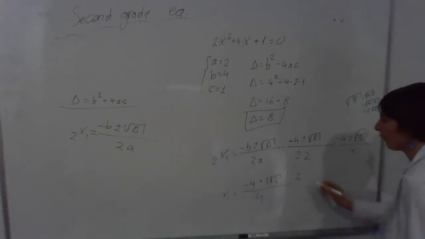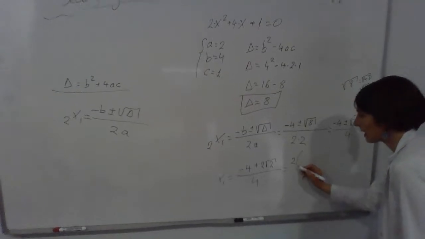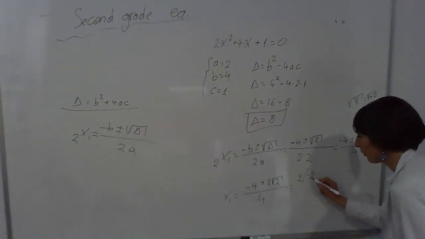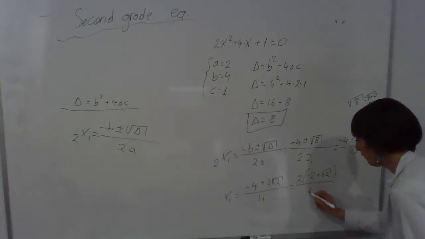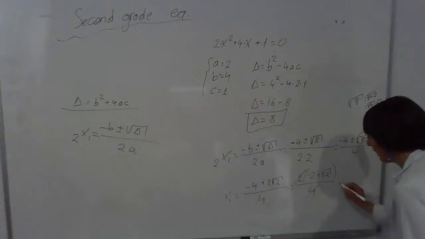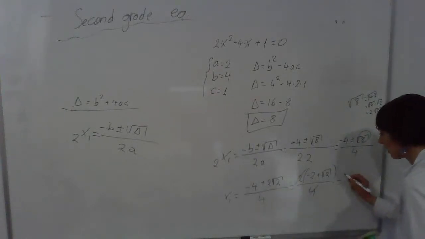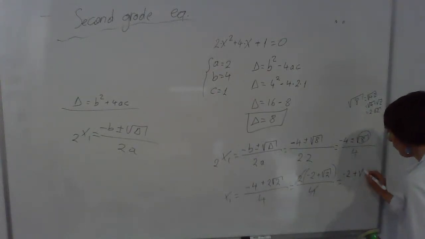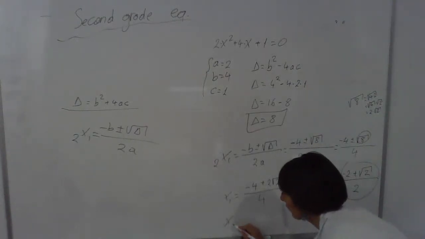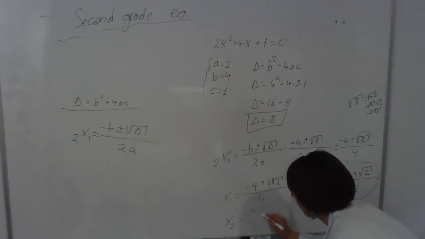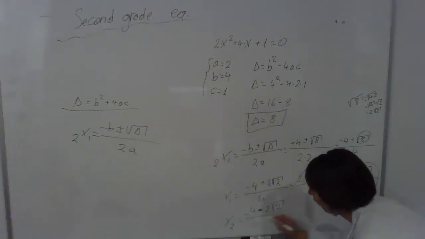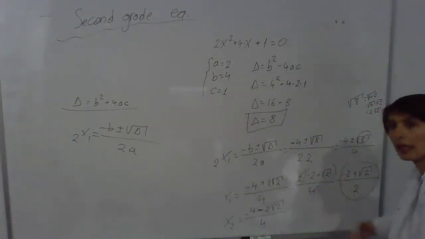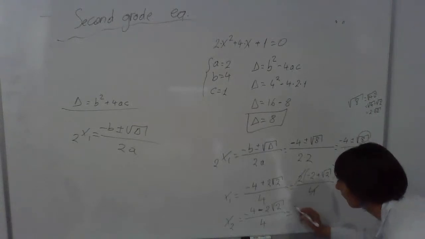I can factorize number 2, and I can say that 2 times minus 2 plus the square root of 2 over 4. So I can simplify here. And in the end, I'll say that my x1 is minus 2 plus the square root of 2 over 2. Easy. x2 equals minus 4 minus, in this case, 2 square root of 2 over 4. The same thing here. I keep going with the simplification.